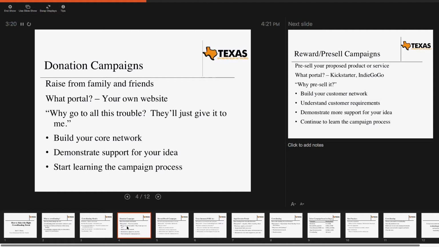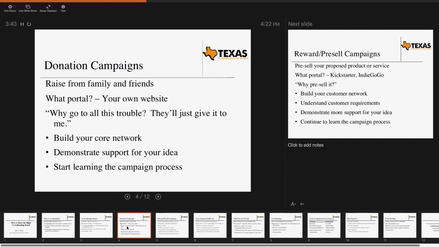Well, if you go to the trouble to build a campaign and put it on your website and drive traffic there, it starts to demonstrate that you're building your core network, and it demonstrates support for your idea. And of course, you're going to start to learn the campaigning process. What's it like to put something on the website? How do you mail to people, get them to come to the site and actually make an investment?